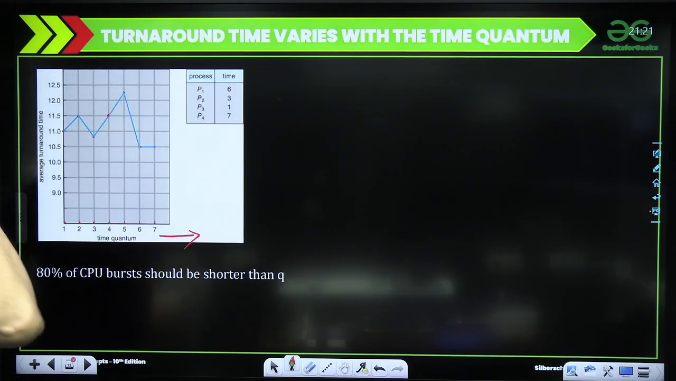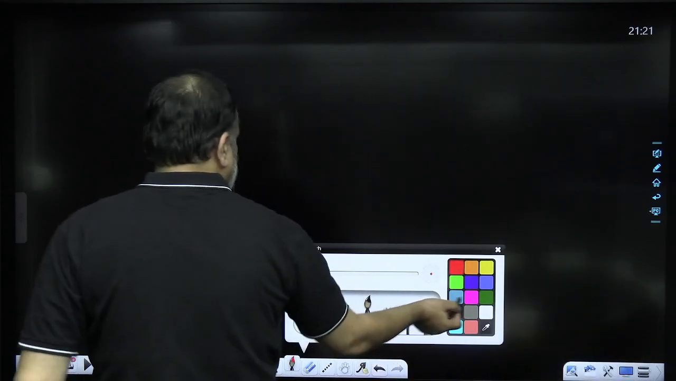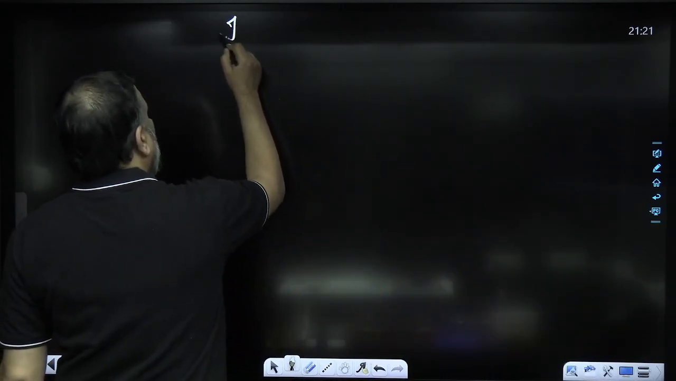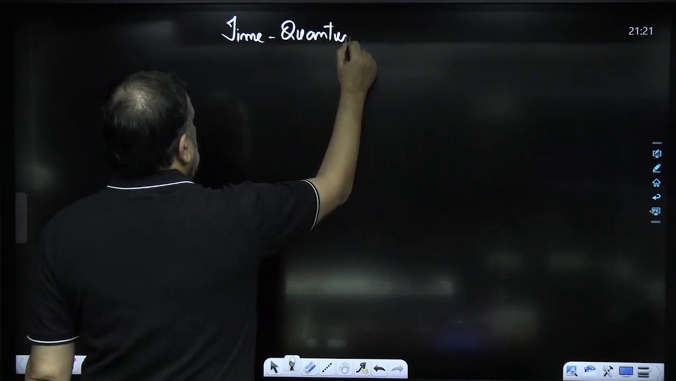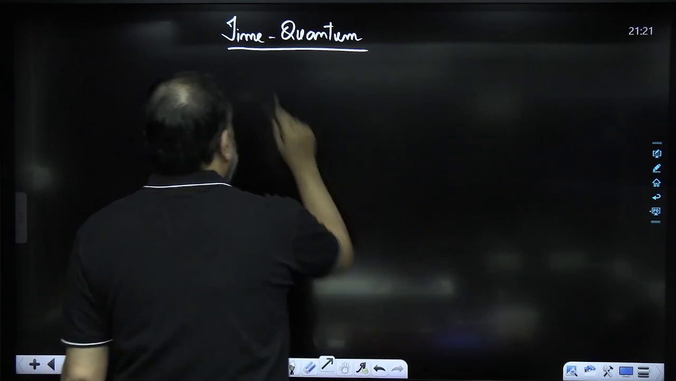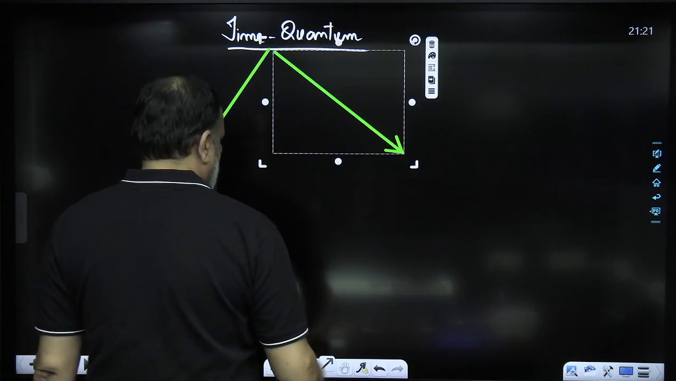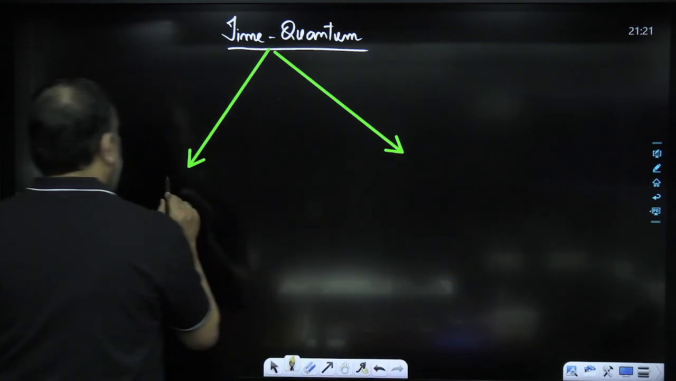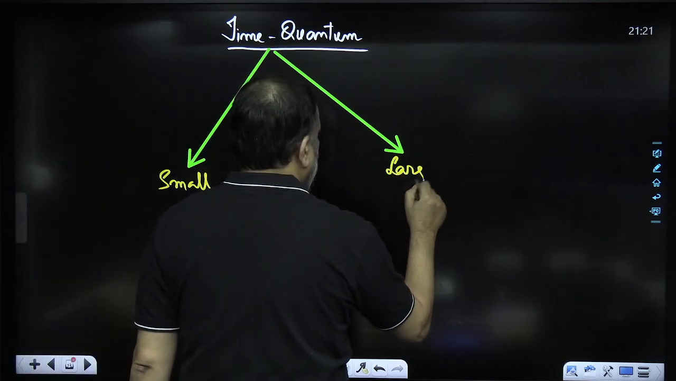And by and large, if you observe the general performance of round robin scheduling techniques, the performance of round robin essentially depends on the value of the time quantum. So the time quantum is going to define the behavior of the performance of round robin scheduling. The time quantum that you select may be either small or large. So we will study what is going to happen when the time quantum is small and when the time quantum is large.